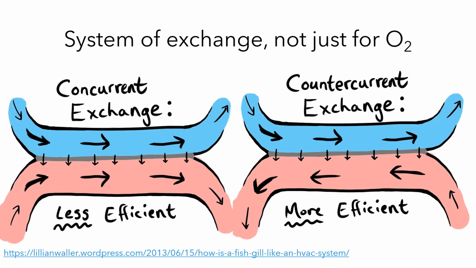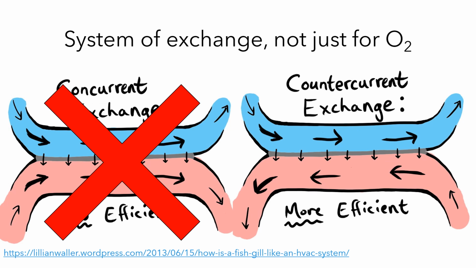All right, so look at the system on the left. That's called concurrent exchange. That is not the system that fish use. On the right is the system that the fish use. That's countercurrent exchange, and it's far more efficient. I stole these images, but they're really nicely done. Very simple, but they exchange a lot of information, so I really like them. And I wanted to credit the author down here at the bottom.